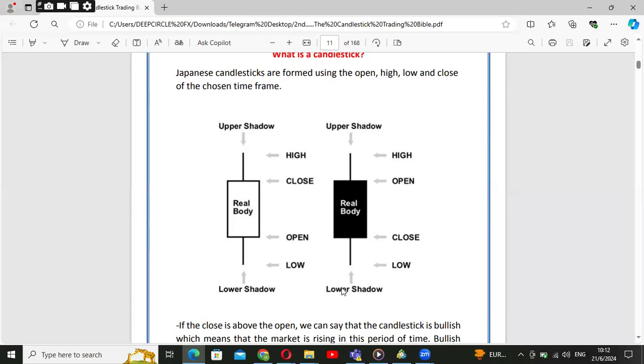So we have two candles in the market. We have the bullish candle and the bearish candle. The bullish candle is a candle that will show that the market is going up. Then the bearish candle is a candle that will show that the market is going downwards. So you have to know the meaning of these candles.